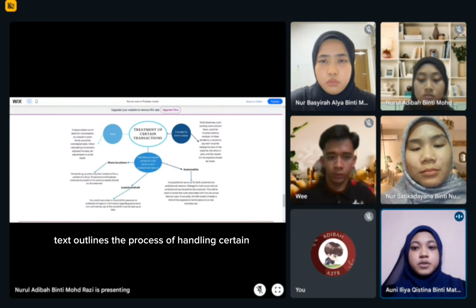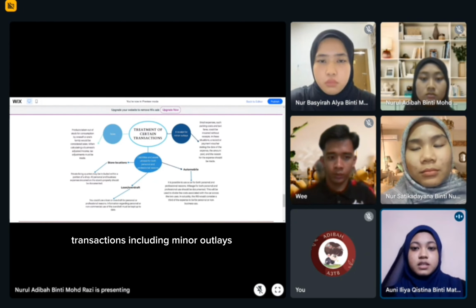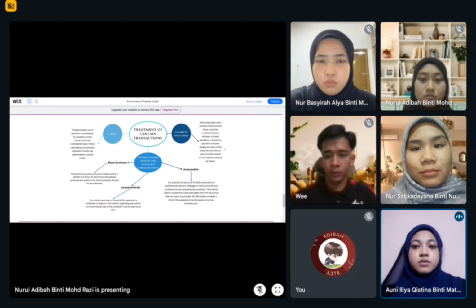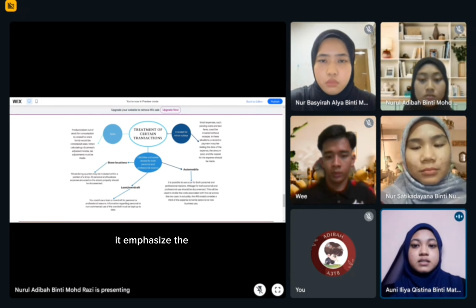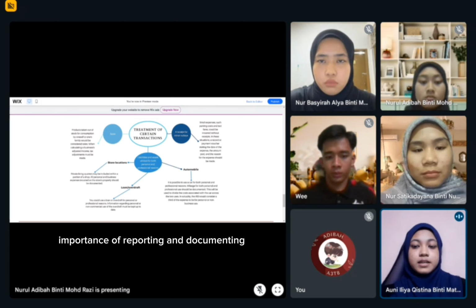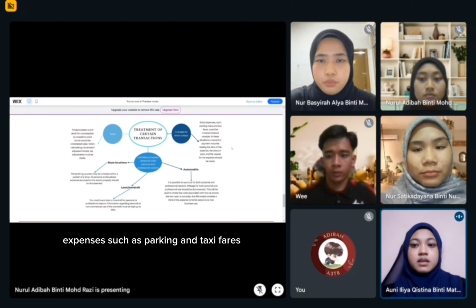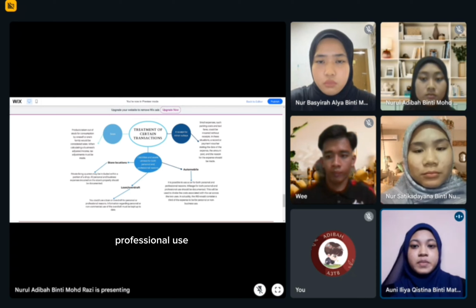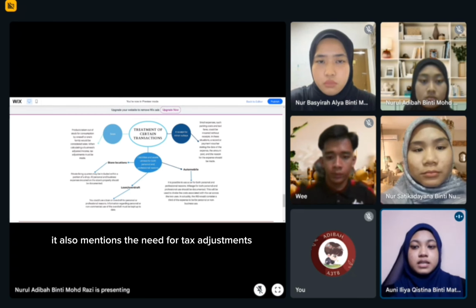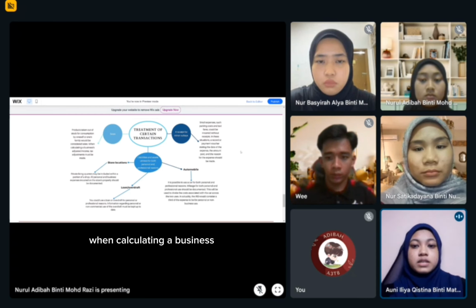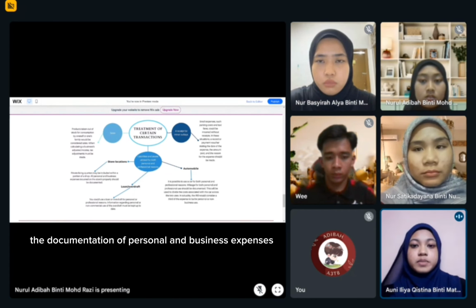The text outlines the process of handling certain transactions, including minor outlays, loans and overdrafts, store locations, and sales. It emphasizes the importance of recording and documenting expenses such as parking and taxi fares, and dividing costs between personal and professional use. It also mentions the need for tax adjustments when calculating business adjusted income, as well as the documentation of personal and business expenses.